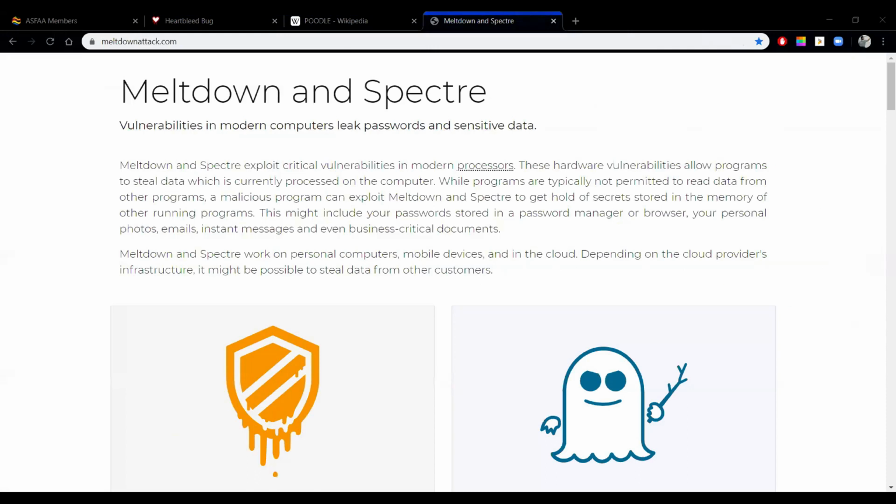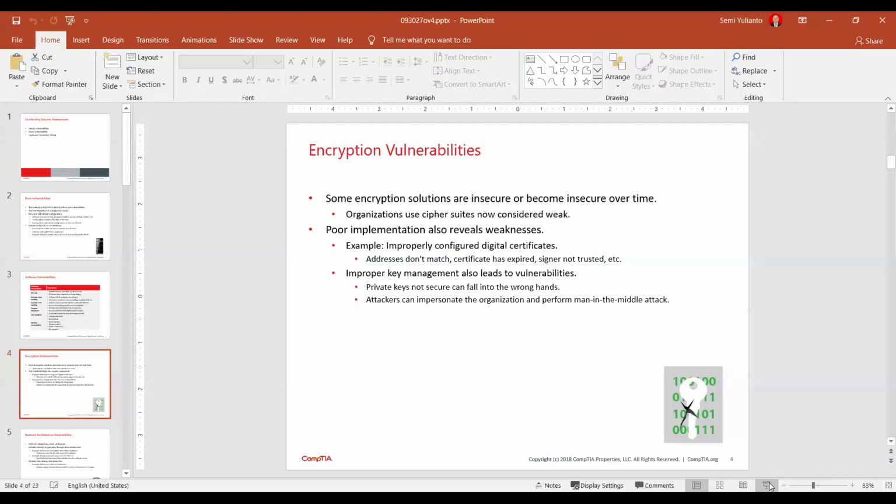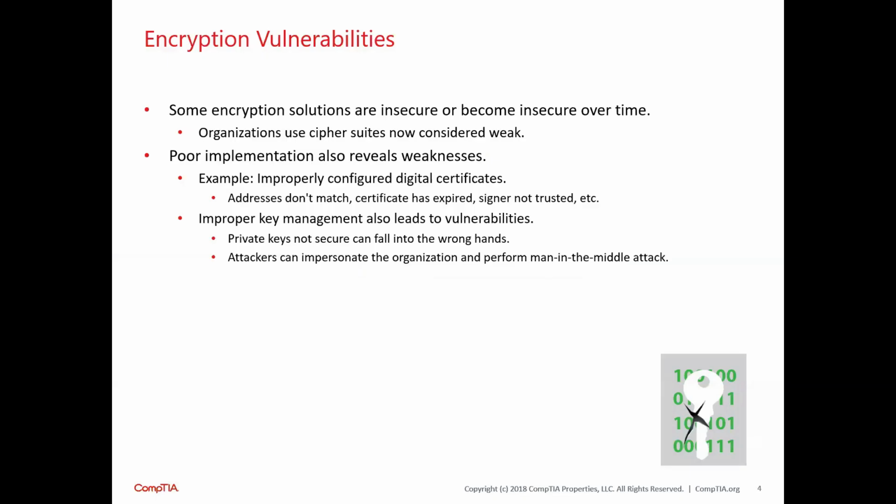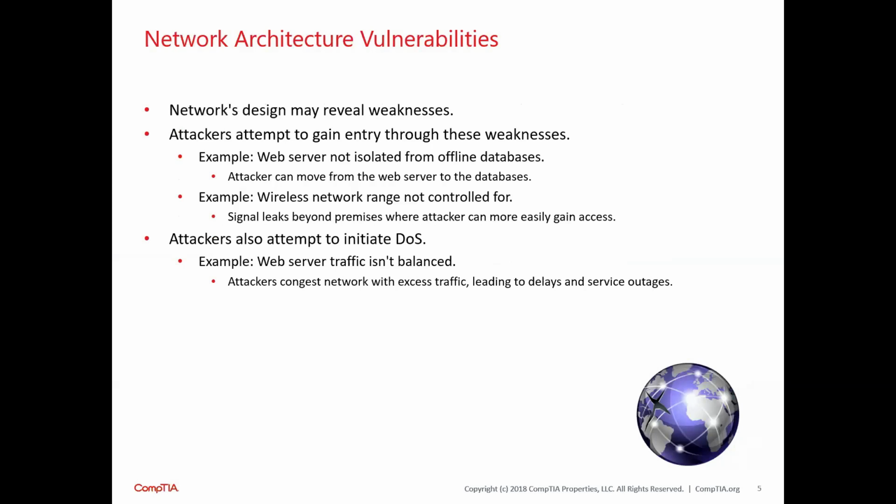Now the other type of vulnerabilities is network architecture vulnerabilities, where network design may also reveal weaknesses. An attacker attempts to gain entry through these weaknesses. For example, a web server not isolated from offline databases. The attacker can move from the web server to the database or databases.